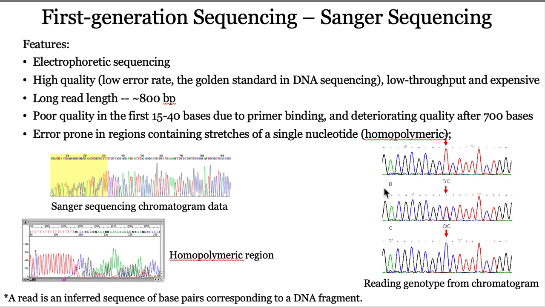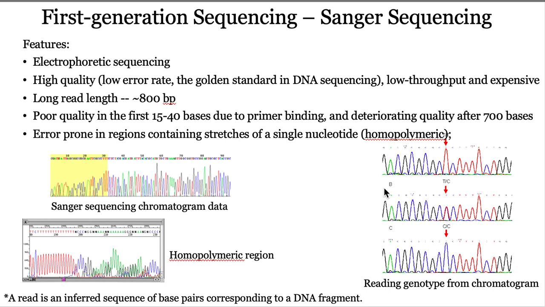The typical kind of error for Sanger sequencing is for a sequence that has a stretch of the same nucleotide, and basically they have the same color. When you run the gel, you are trying to find a one base pair difference. And if you have the same color, it's very difficult for the detector to separate them. That's why most of the error is found in this kind of region. It's called a homopolymeric region.